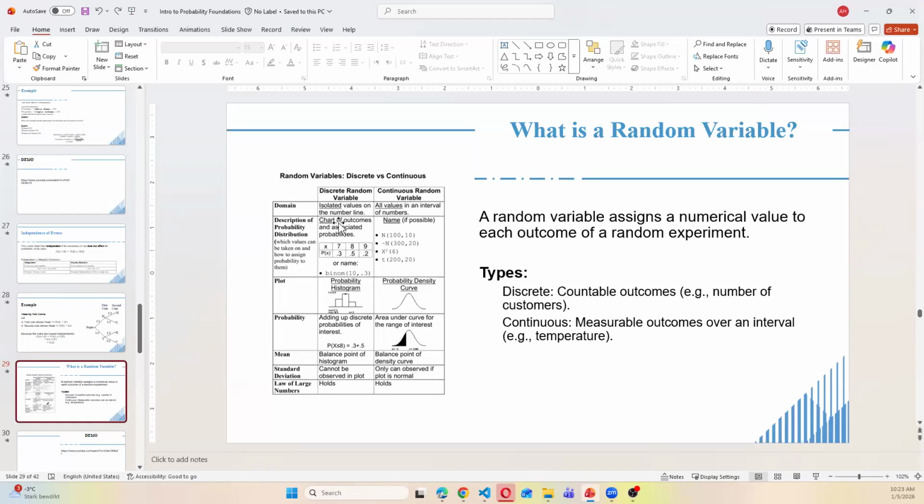So you can see here, for discrete you have isolated values on the number line. Not all values are in an interval. Continuous should be an interval, from 0 to 5 or something. For the description, the chart of outcomes is like here, and for the probability plot you can do a histogram. But for continuous you have a probability density curve, because it's an interval, so it will be a curve rather than a histogram.